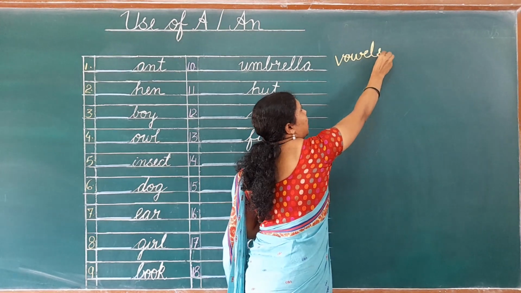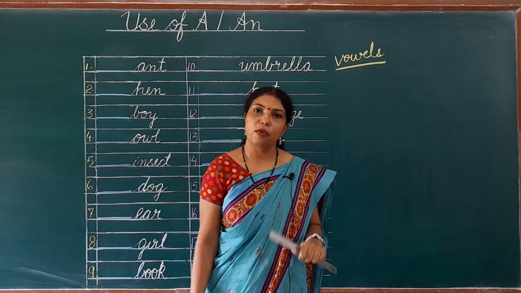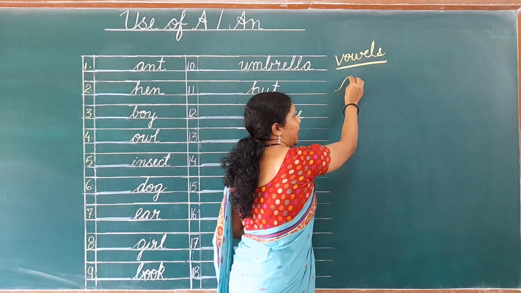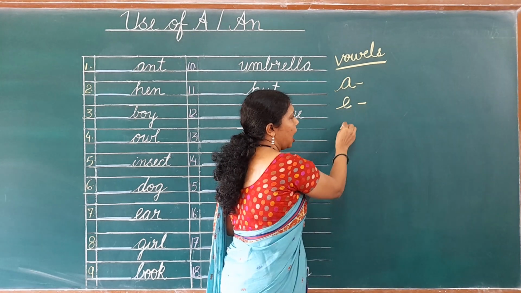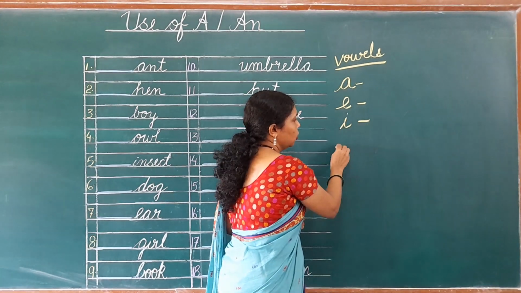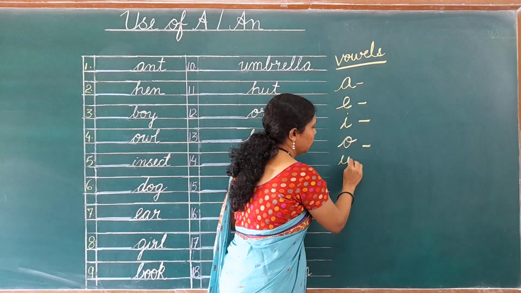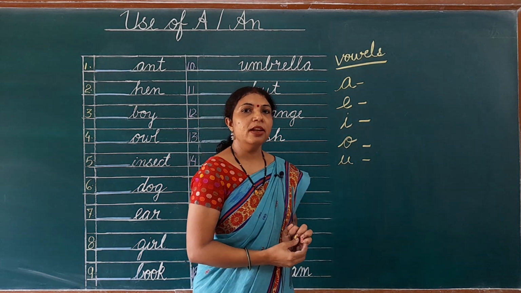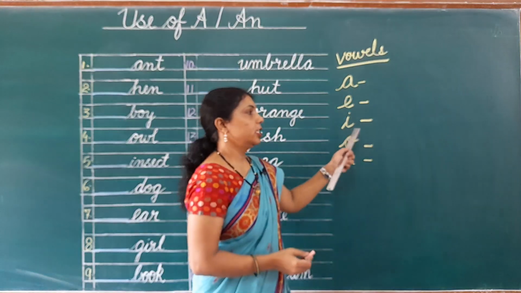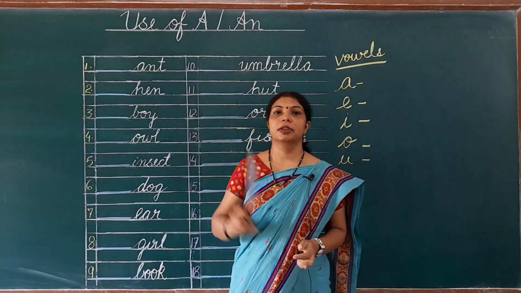Vowels, and you know what are vowels? There are 5 vowels: A, E, I, O and U. Okay, these are vowels, and before these vowels we use an.